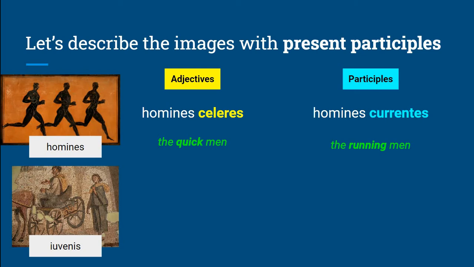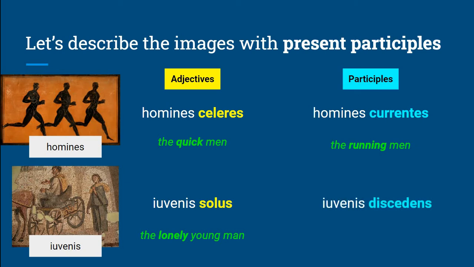Then our second image, we have a juvenes, a young man. A juvenes solus, a lonely young man. Or, if we want to describe his action, we could say he is a juvenes descendens, a young man departing or leaving. So here you have some examples of present participles and how they work like adjectives.